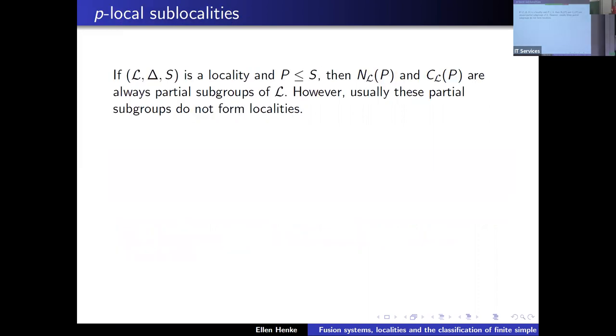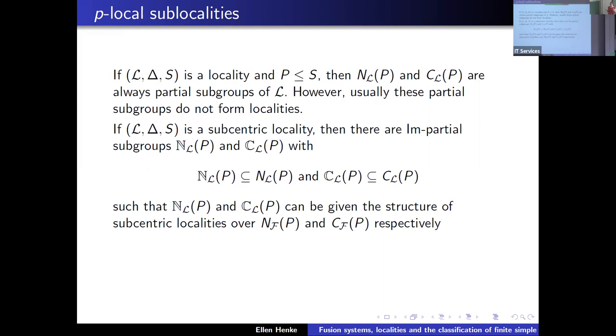Okay, these impartial subgroups also play a role if you want to look at something like p-local sublocalities. But first of all, I want to say for every subgroup P of S, and actually every locality, so not only for linking localities, we can look at normalizers and centralizers, which are naturally defined. And these are actually partial subgroups. But for many purposes, this is actually not good enough. We want to find something which is actually a locality and actually a linking locality.